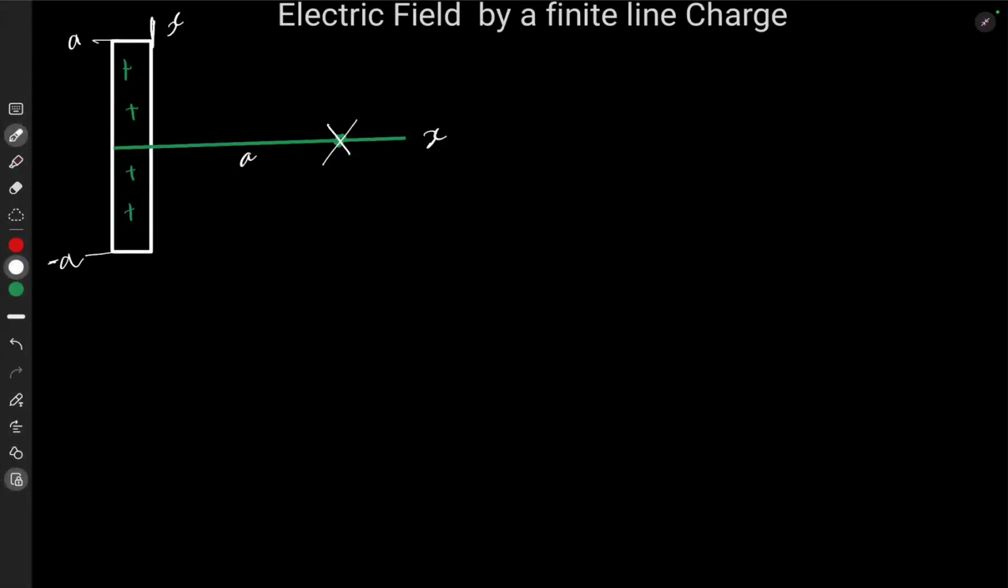We are going to be deriving a formula that we are going to use to find an electric field by a finite line. By a finite line we mean, just underline it here, a line that has a known length.